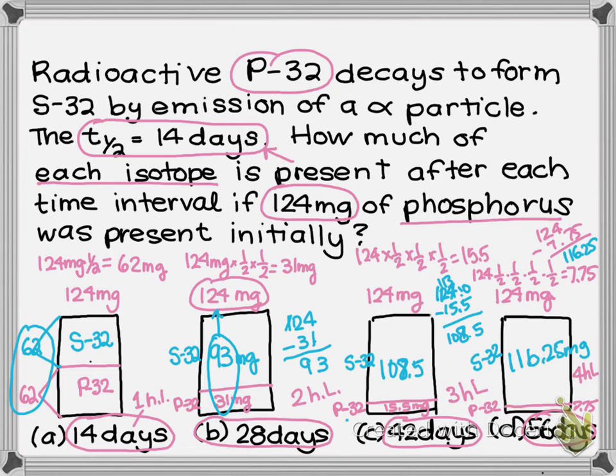So what you can see, if I took the colored pen and look through, you could see for each half-life, the amount of phosphorus got smaller and smaller. And what was being produced is the sulfur, and so you'll see each half-life, the sulfur got larger and larger. And the total amount always had to equal 124.